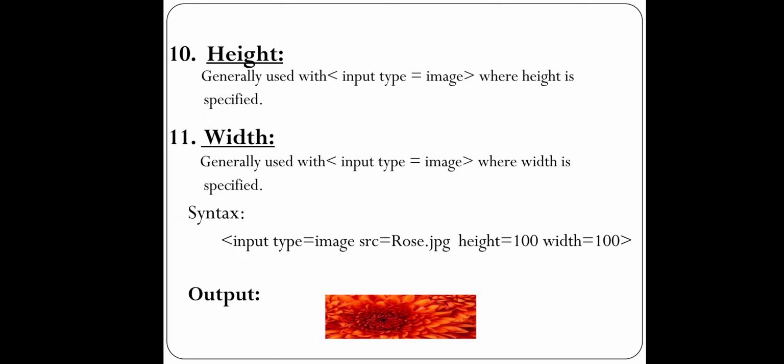Generally these attributes give height and width to an image. They are used with input type equal to image. So for an image we definitely need to give some height or width. This is how the height and width attributes are used. You can see in the syntax below: input type equal to image, then src is the name or path of the file, then height and width, right?